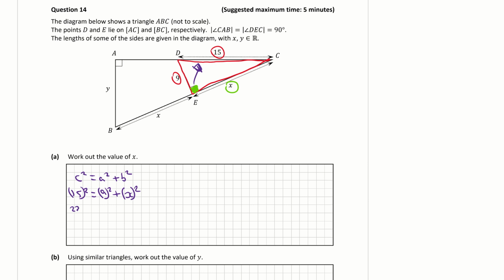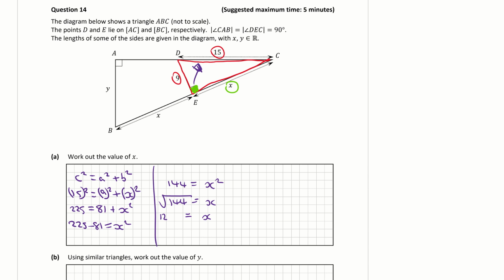15 squared is 225 equals 9 squared, or 81, plus x squared. Subtracting 81 from both sides leaves you with 225 minus 81 equals x squared. So x squared is equal to 144. And to get x on its own, you take the square root of 144 to get rid of the square. So x is equal to 12.